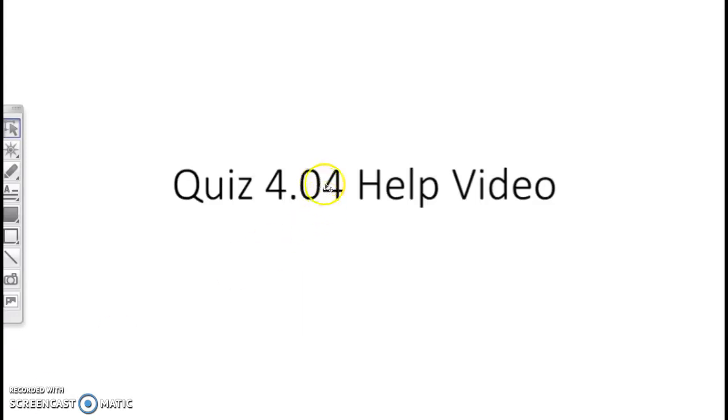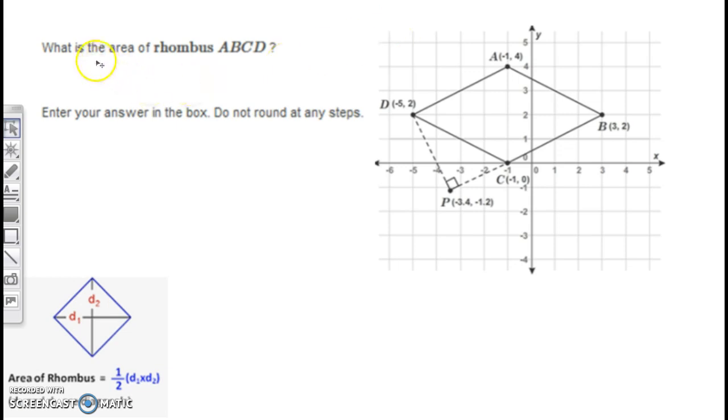Alright, this is your help video for quiz 4.04. The first one says, what is the area of the rhombus? And it kind of extends the picture here for you because there's another way to find area, but I think this method is a lot easier, and this is the method that I put on your foldable note. What you can do is you can just find the two diagonals. And the diagonal just is when you connect opposite vertices.